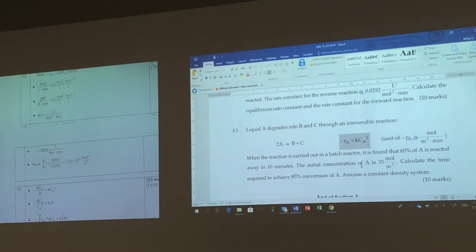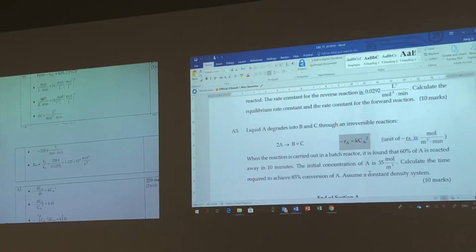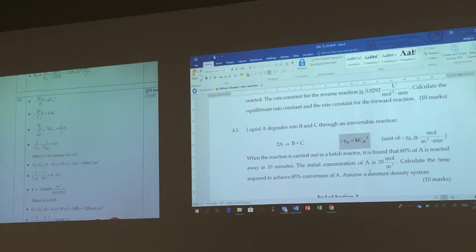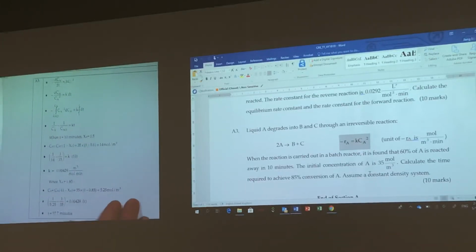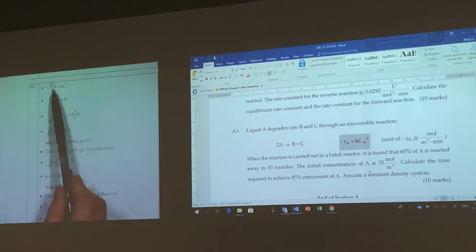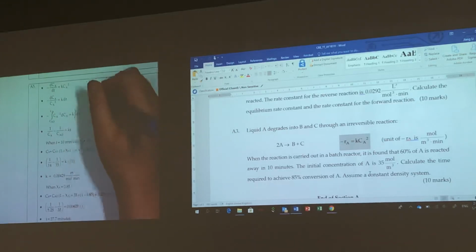So you need to derive and then calculate the time needed. Even if the question doesn't say, you still need to show your working. So at least you need to show these few steps. Remember, you always need to write this first.